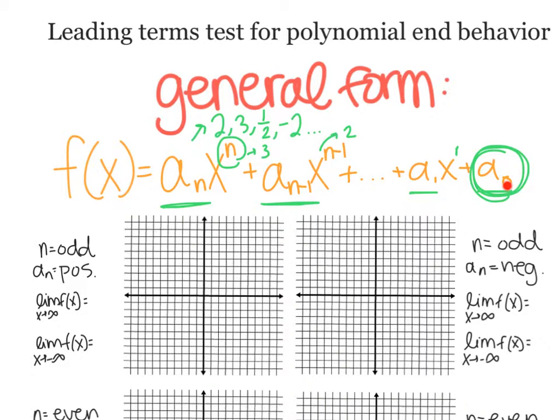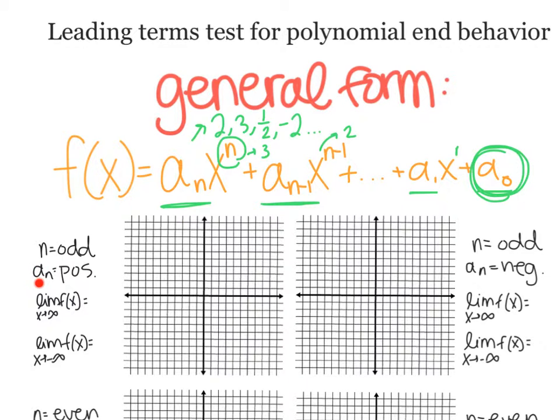And now, given an equation, we're going to determine what the end behavior of the function is going to look like. So in the general sense, we are going to look at all the different possibilities. The first one we're going to look at is what is happening to our graph when our n is odd, meaning when our exponent right here is odd. So when it's 1, 3, 5, 7, anything like that.